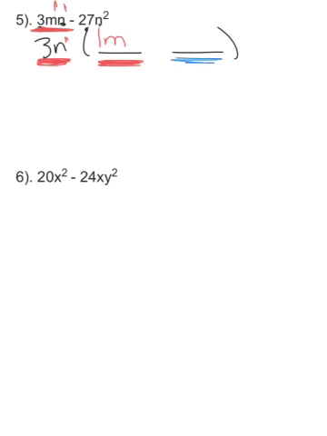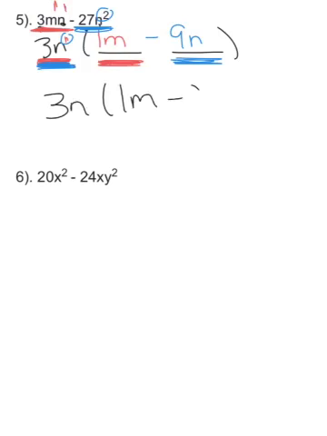Then we're going to find the second blank. So you're going to look at the second term and divide it by the greatest common factor. So negative 27 divided by 3 is negative 9. Then you're going to subtract your n's. So we have 2n's minus 1n is 1n. Then that should be our final answer. So 3n times the quantity of 1m minus 9n.